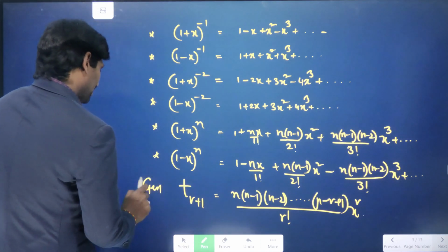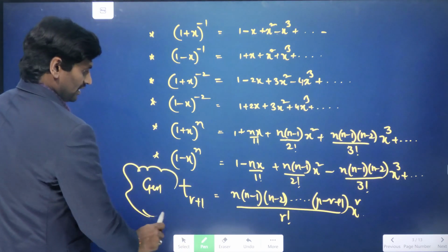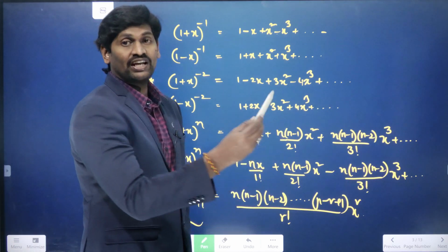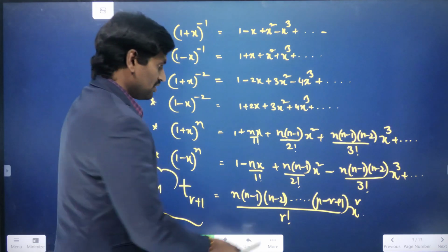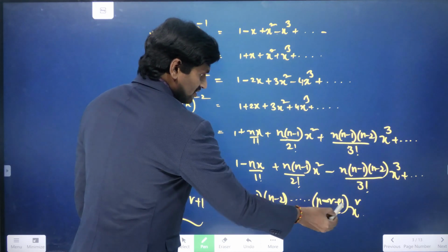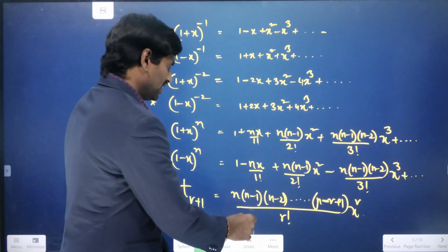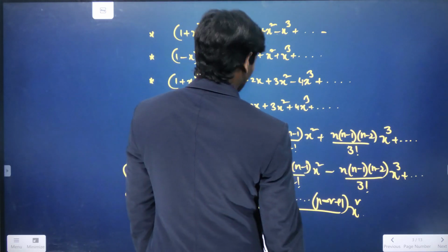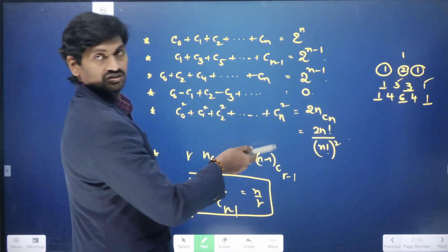So the general term we can write here: T r plus 1 equals n into n minus 1 into n minus 2 and so on up to n minus r minus 1 terms. So r minus 1 becomes, this minus gives the plus term, n minus r plus 1, by r factorial into x power r. Right. Okay?